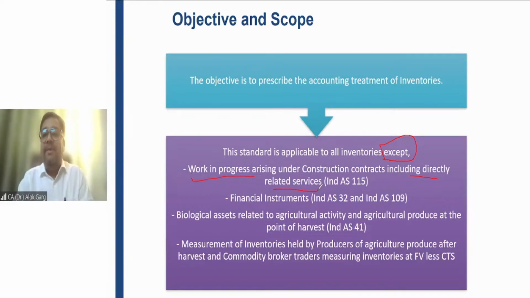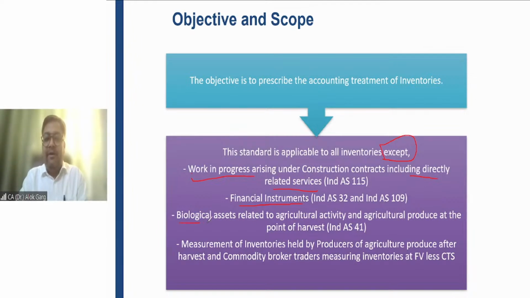So let's say the company is into construction of roads. The work in progress which is under a construction contract, and which includes directly related services, has to be measured under Ind AS 115, not under Ind AS 2. Second, financial instruments, right? A few classes later, you will understand the financial instruments. These financial assets and financial liabilities are outside the scope of Ind AS 2.